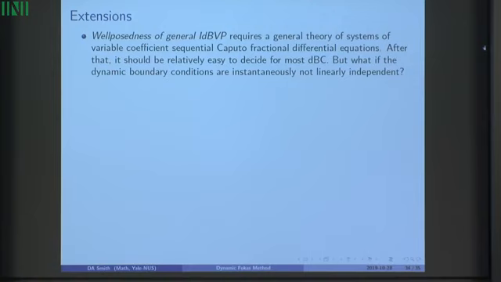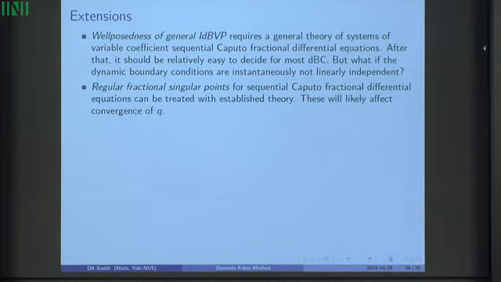But there's some subtlety to this, because you might have dynamic boundary conditions that are almost everywhere linearly independent, but then at some particular time they become linearly dependent. Does that break well-posedness? I don't know. So we only worked with ordinary points of these fractional initial value problems. You can do regular fractional singular points as well, using these same results in this Dirichlet book. We didn't do that, but it should be possible.